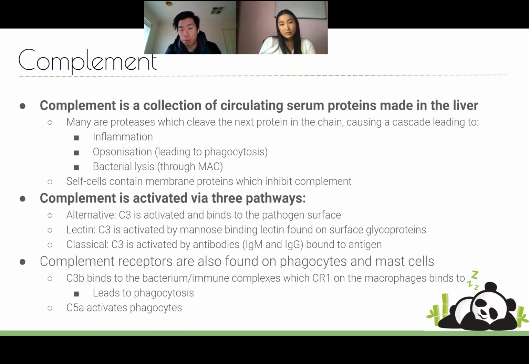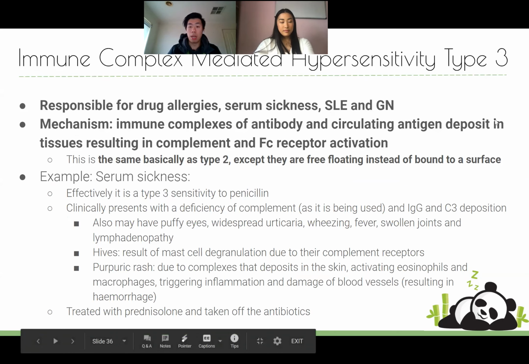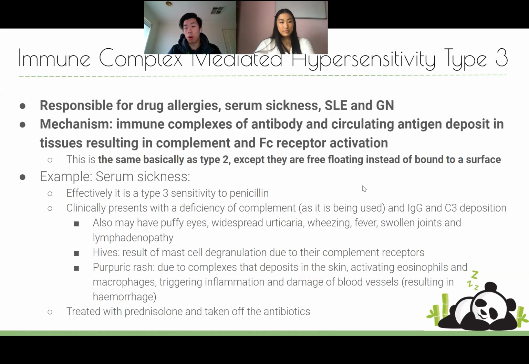And these are found on phagocytes and mast cells, and they are part of your immune system to try and, I guess, counteract problems. Now, this type 2 hypersensitivity is contrasted to type 3, which is similar, but instead the immune complexes of antibodies and circulating antigen deposit in tissues, which results in complement and Fc receptor activation. Whereas before, they were free-floating, they are now bound to a surface. Does that make sense? Hopefully. So type 2, they're kind of free-floating, they kind of do things. But in type 3, they are bound to surfaces and therefore will cause problems because of that bound effect.